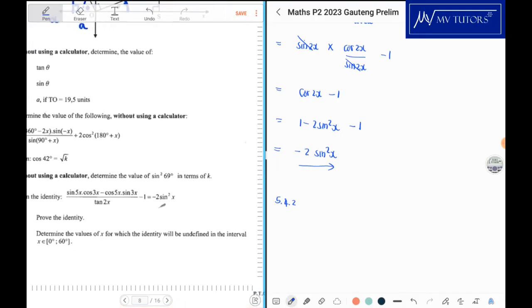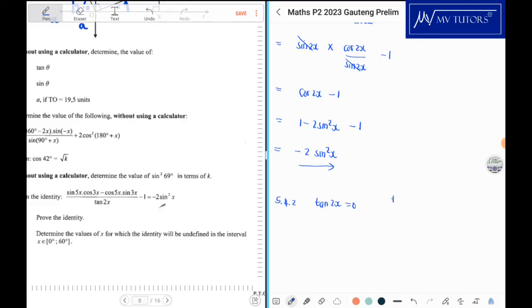All right, so it says, determine the values of x for which the identity will be undefined in the interval from 0 to 60. Okay, so if it's going to be undefined, it means that tan 2x, first of all, has to be equal to 0 because anything divided by 0 is undefined. All right, and then what else that is pertaining to tan? Remember, tan is that function that has asymptotes at 90 degrees or intervals of 90 degrees.